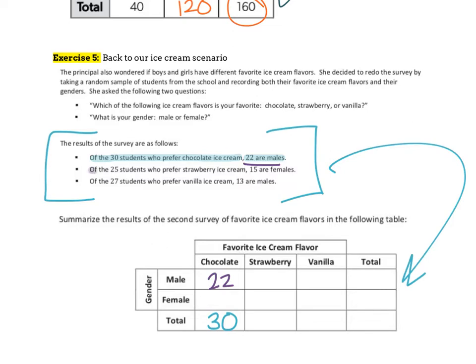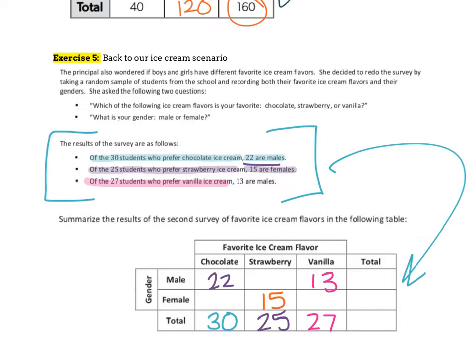Then it says, of the 25 students who prefer strawberry, 15 are females. So of the 25 students who prefer strawberry, 15 are females. And then the last piece of my data here says, of the 27 students who prefer vanilla, 13 are males.